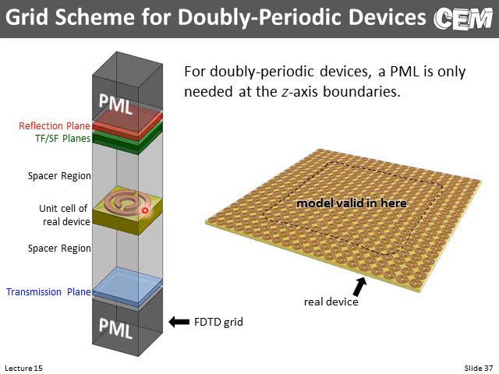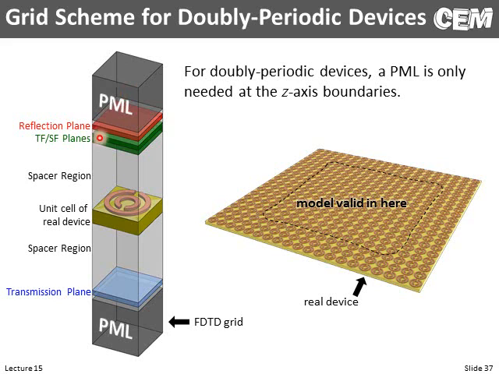We're also going to divide our grid into the same two regions. In this case, we're going to have the total field region from this interface down, and our scattered field region from this interface up.